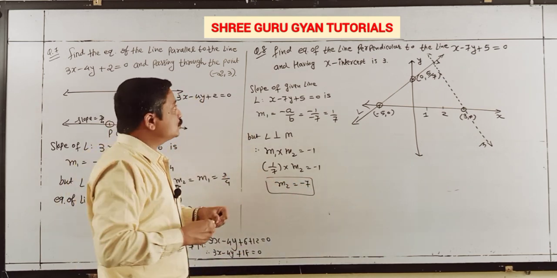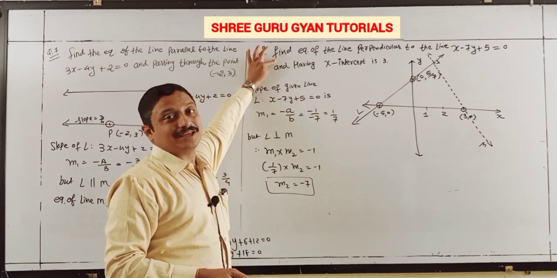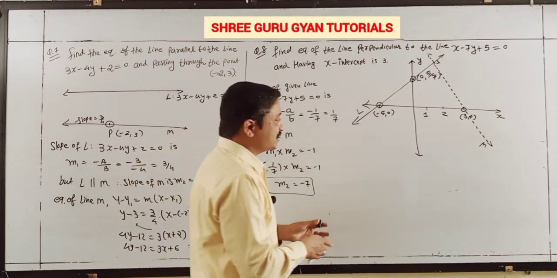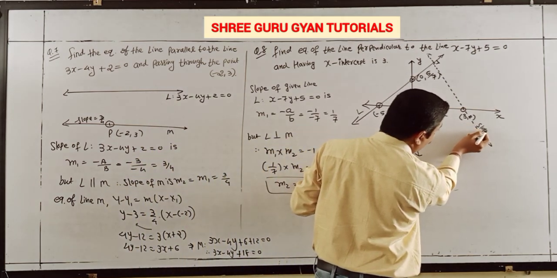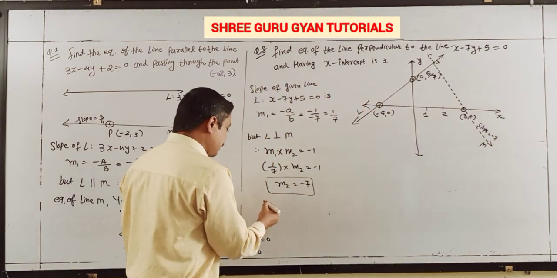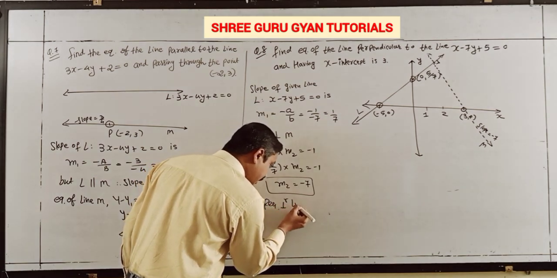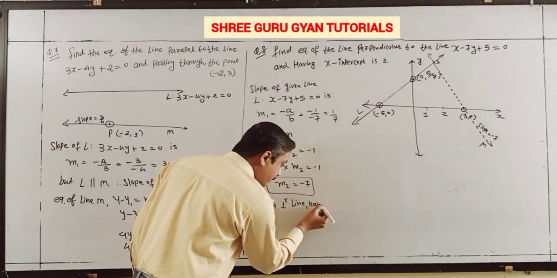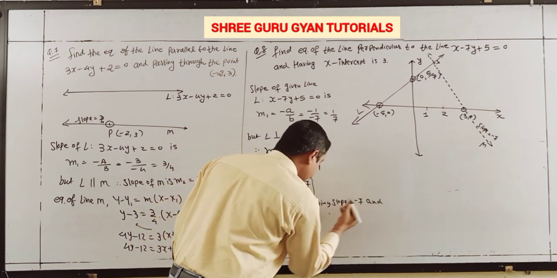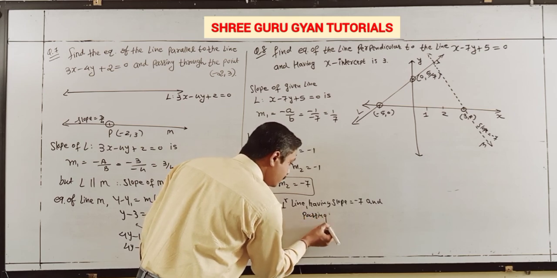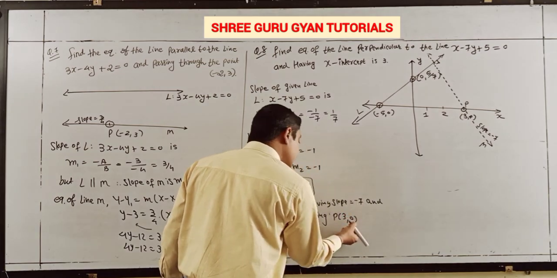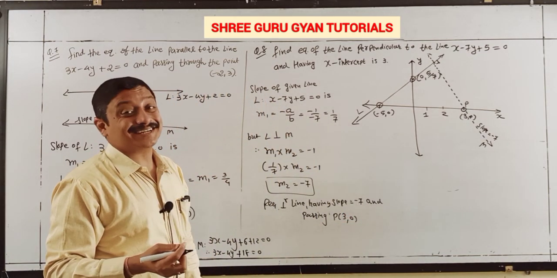m1 is 1 by 7, so m2 becomes minus 7. One more time, repeat: I want the equation of a line perpendicular to the given line. So the given slope is 1 by 7, here minus 7. This slope is ready. How much? Minus 7. And passing through the known point 3, 0. So the required perpendicular line having slope minus 7 and passing through, where passing through? This is your point P, 3, 0, because given that x intercept is 3.